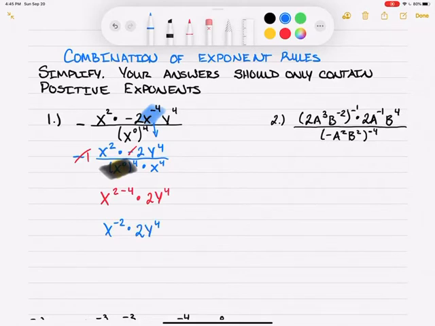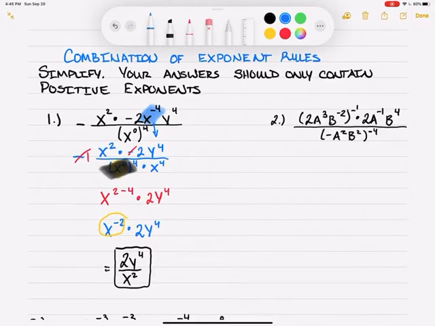I'm going to need to bring this down into the bottom of a fraction. So in the top of my fraction, I will have 2y to the fourth, and in the bottom, I'll have x to the second. There's nothing else to simplify or to move, so that's my answer. Again, it's up to you how you start these. I just like to move my negatives around so that they become positive and I don't have to worry about them.